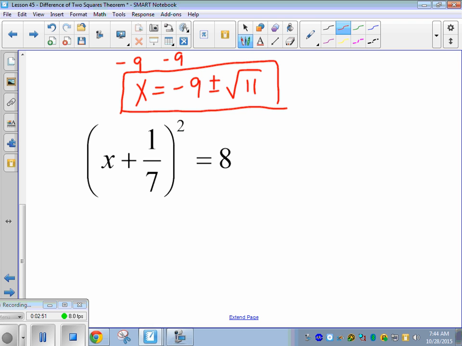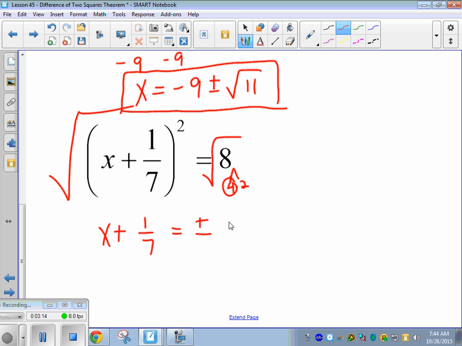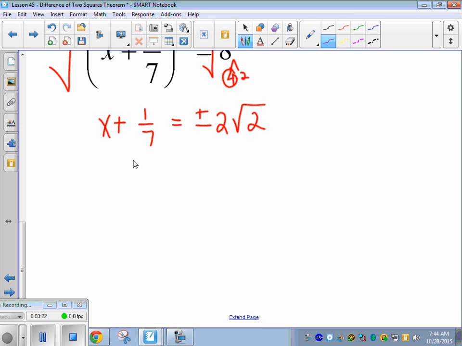Okay, so same type thing here. Kira, what are we going to do first? Yep, we're going to square root both sides. And we're left with x plus 1/7 equals. Always remember plus and minus. And Nate H, does the square root of 8 simplify? Yep, because it's 4 times 2, and the square root of 4 is 2. So the other 2 stays inside. Okay, and Angelo, what's the last step? Yep, so x equals negative 1/7 plus or minus 2 root 2.